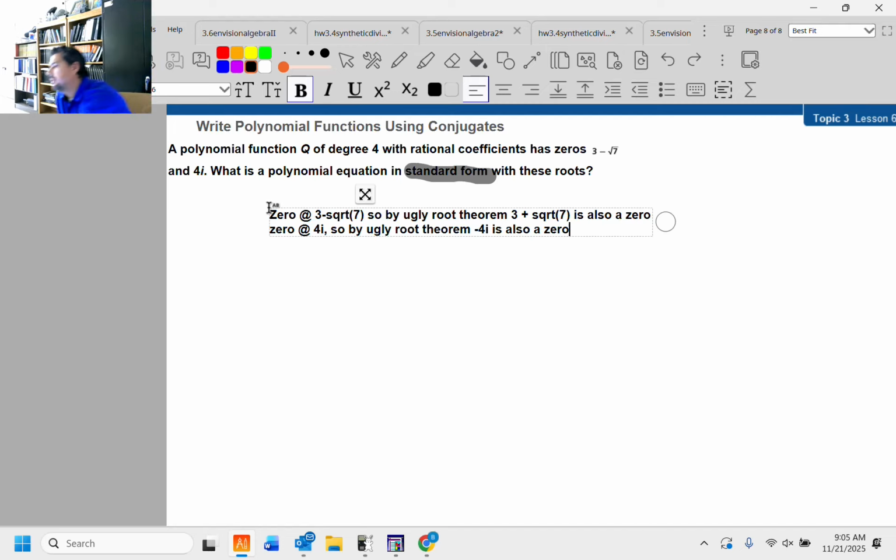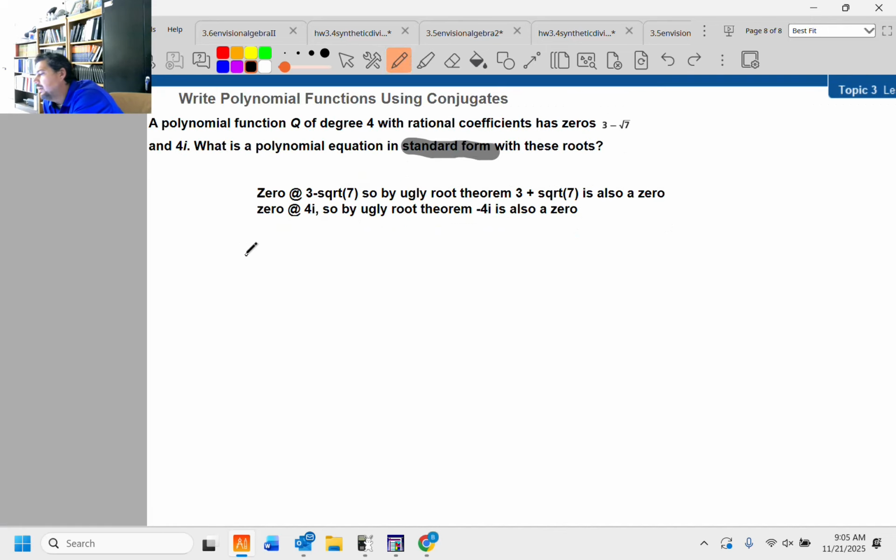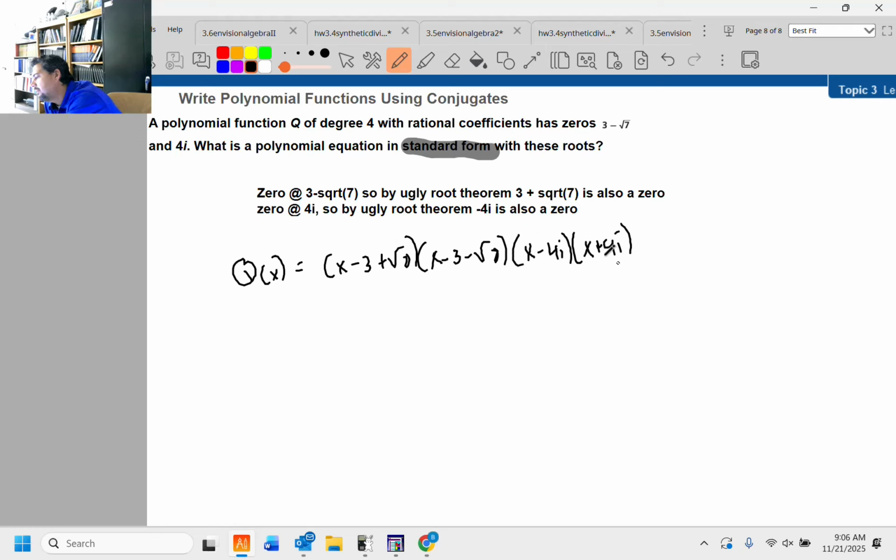All right, let's get to work. Let's see, this one's called q of x. 3 minus square root 7 is a 0, so the factor is x minus 3 plus root 7. 3 plus, so the factor is x minus 3 minus root 7. 4i, so x minus 4i. Negative 4i, so x plus 4i. And again, this is a factored form.